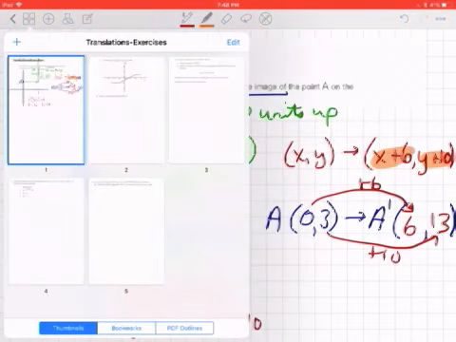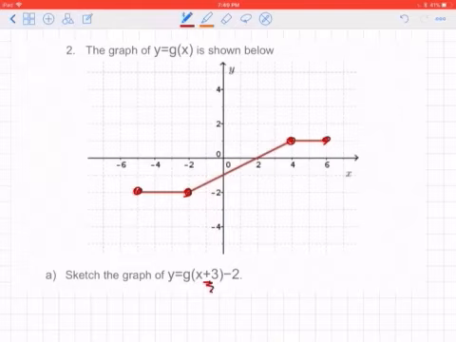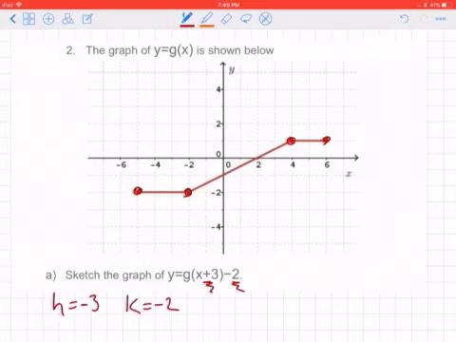Okay, so go to our second question now. And this question says, this graph here is shown below, right? Sketch the graph of y equals g(x plus 3) minus 2. So a few different ways we could do this. If we wanted to do a table of values, we could look at all of these different points right here, and we could map those points manually using mapping notation that we just did, knowing what h and k are. So here h is going to equal negative 3, k is going to equal negative 2.